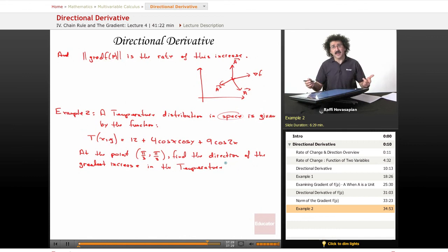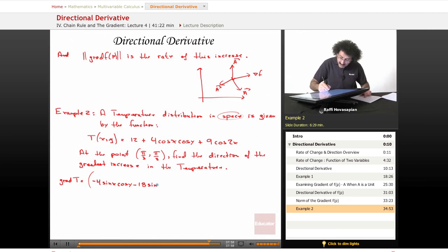Well, I already know the answer to that. The direction of maximal increase is the direction of the gradient vector. That's what's nice. So all I have to do is find the gradient vector. Nice and easy. Okay, so now let's go ahead and find the gradient of T. That is going to equal, and I hope that you will confirm this for me, I'm just going to write this out. It's going to be minus 4 sine x cosine y minus 18 sine 2x, and the y-coordinate is going to be minus 4 cosine x sine y.